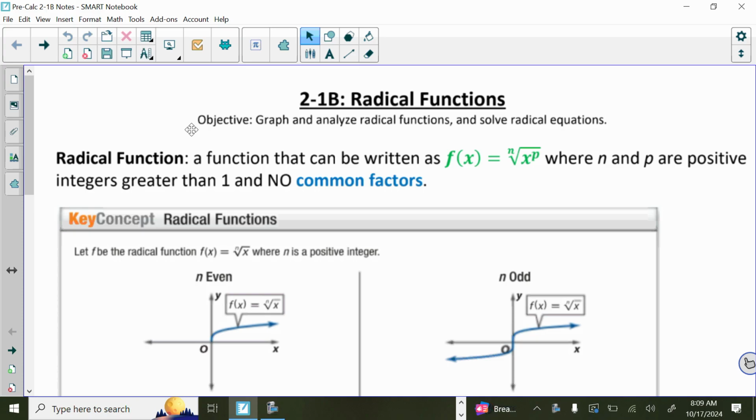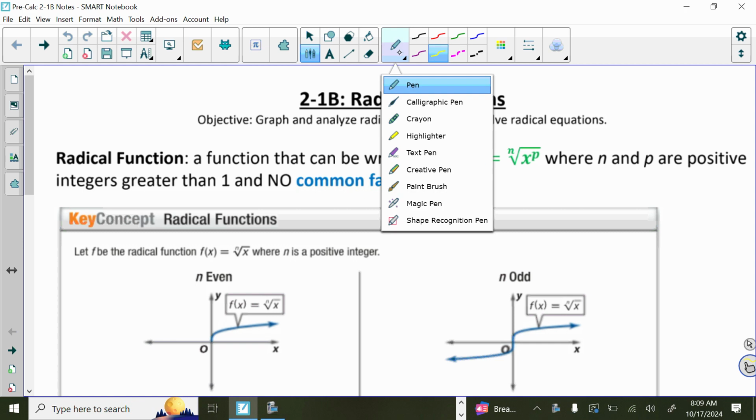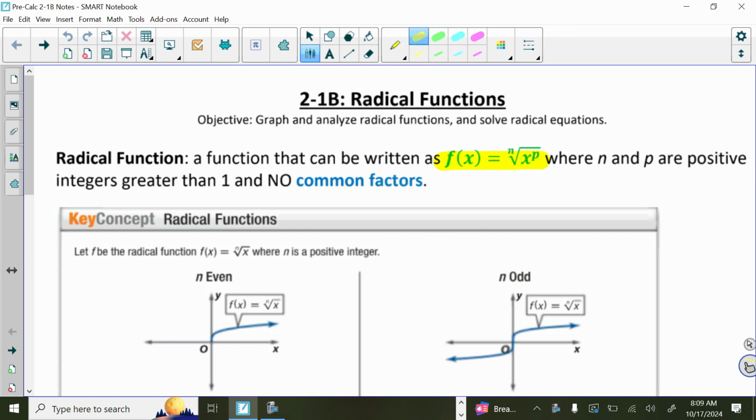So a radical function is one that can be written in this form here: f of x equals the nth root of x to the p, where n and p are positive integers. Remember we had that in the last section with fraction exponents, where the denominator was the root. So this is how we write it in radical form.